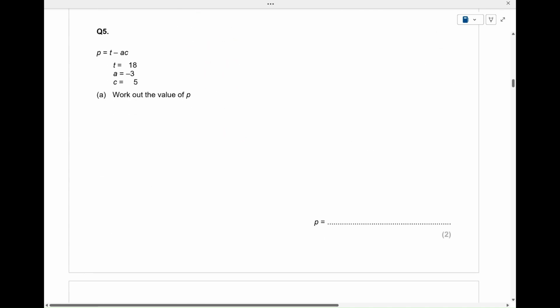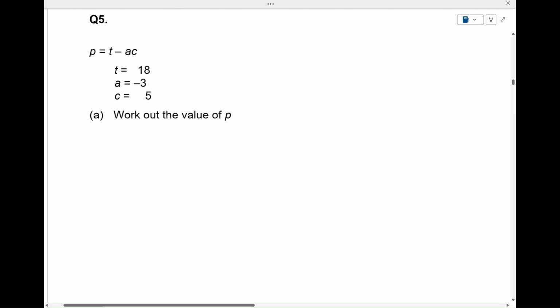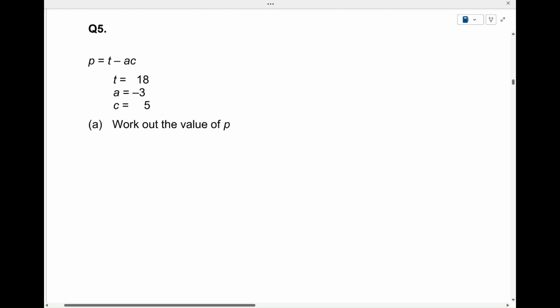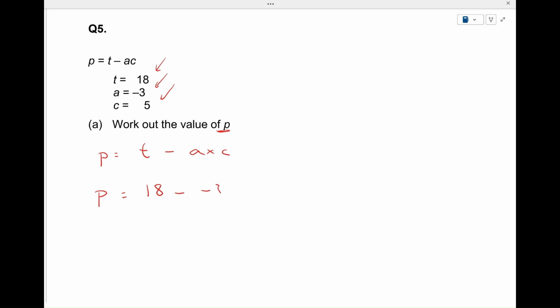Question 5. I'm given a formula for P here. P equals T minus A times C. And look, I'm told what T is, I'm told what A is, and I'm told what C is. Work out the value of P. Okay, well, P will be T, which is 18, minus A, which is minus 3, times C, which is 5.